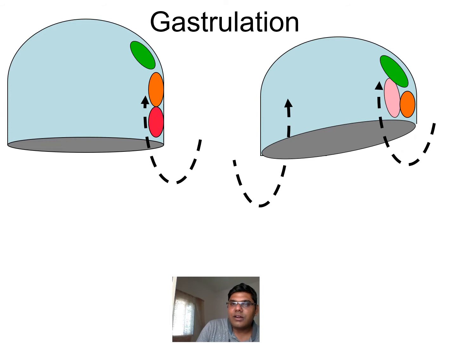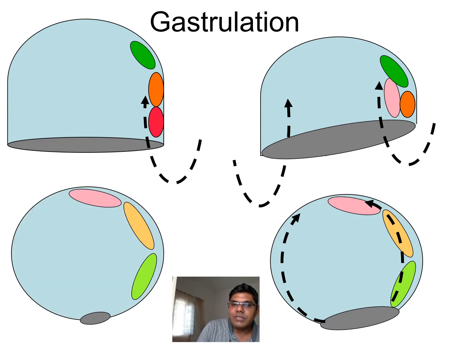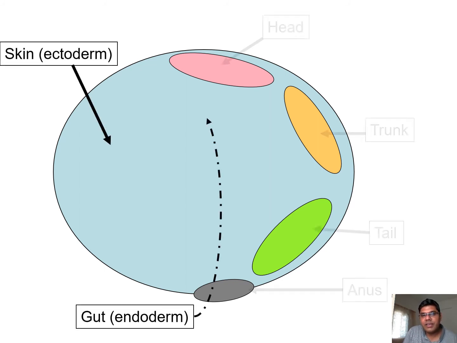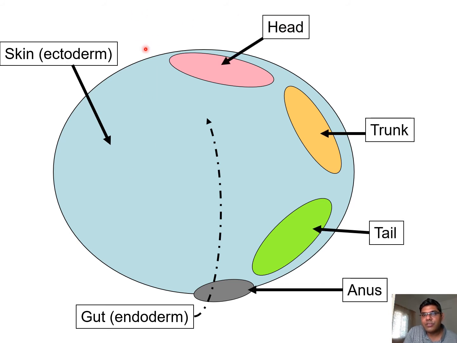You can see these cells start to move in a specific fashion, aligning themselves in a specific manner, wherein you can see the red cell, the pink cell may give rise to different cell types, and orange would give rise to another cell type, and the green and the gray can give rise to different cell types of the body. These cells start to organize in a specific manner, and the pink may give rise to head, whereas the orange may give rise to trunk, and green may give rise to the tail, and the bottommost, the gray, can give rise to the anus part.